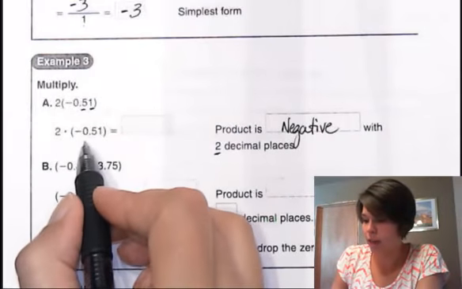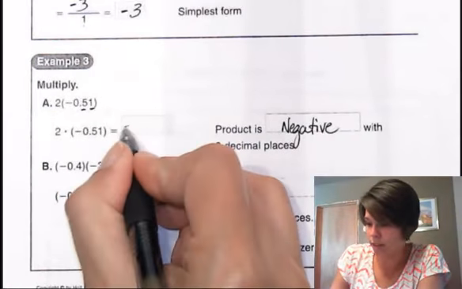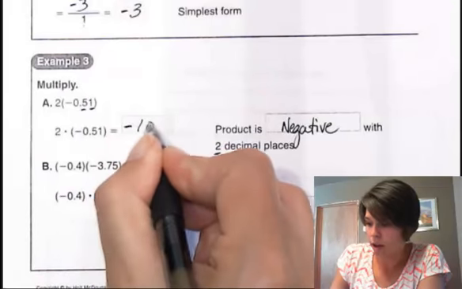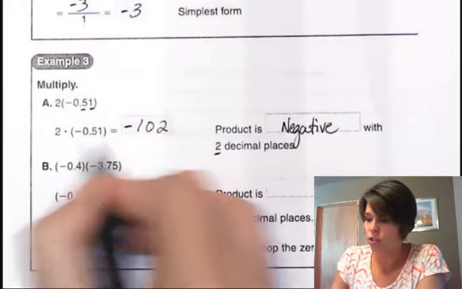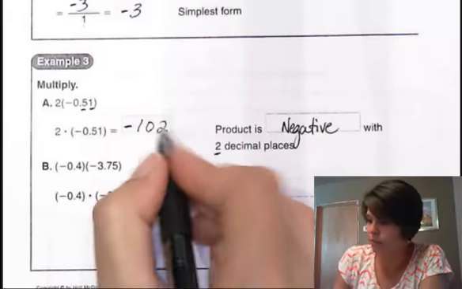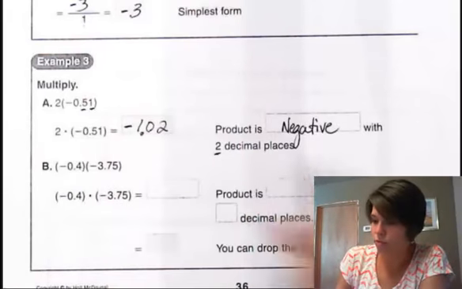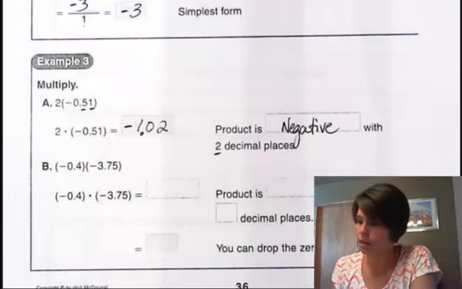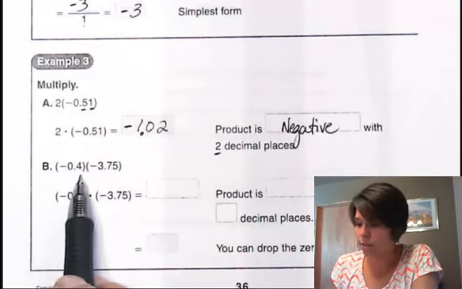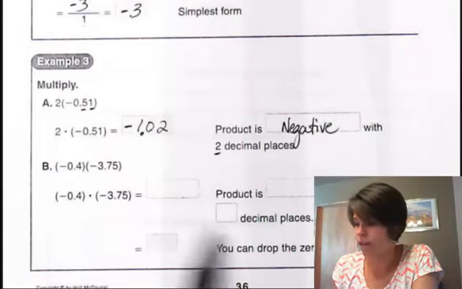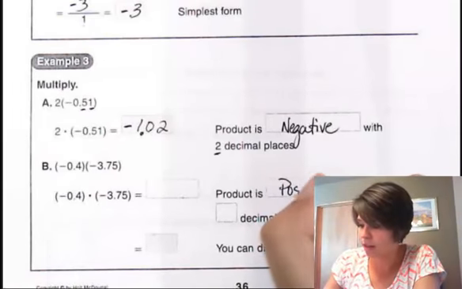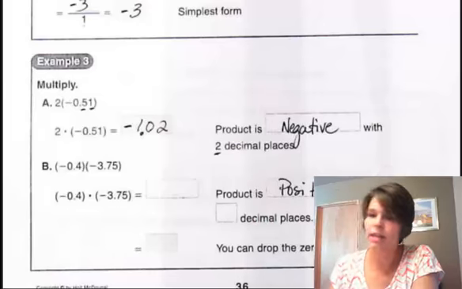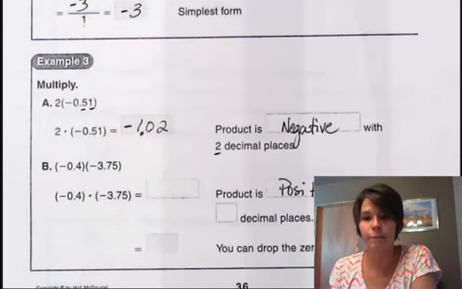So now 2 times negative 0.51 is going to be negative 102. If I just do 2 times 51, I get 102. 2 decimal places. There's my 2 decimal places. So negative 1.02. Okay, negative 0.4 times negative 3.75. My product's going to be, in this case, positive. My signs match. 2 negatives make a positive.